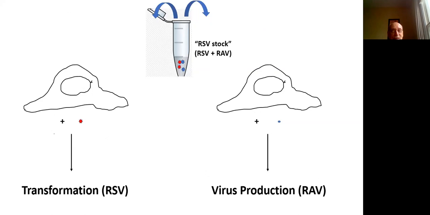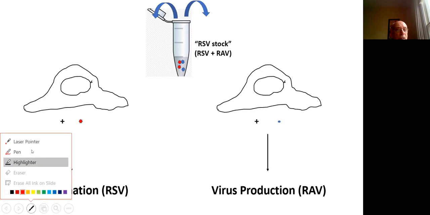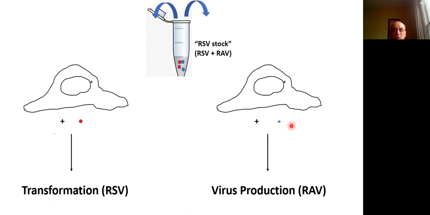There are two viruses in the Rous sarcoma virus stock. One of them induces cell transformation, that's Rous sarcoma virus. And the other does not induce transformation, but can reproduce itself. That's RAV. And in fact, if both viruses are present in the same cell, then you will get progeny virus of both Rous and RAV.